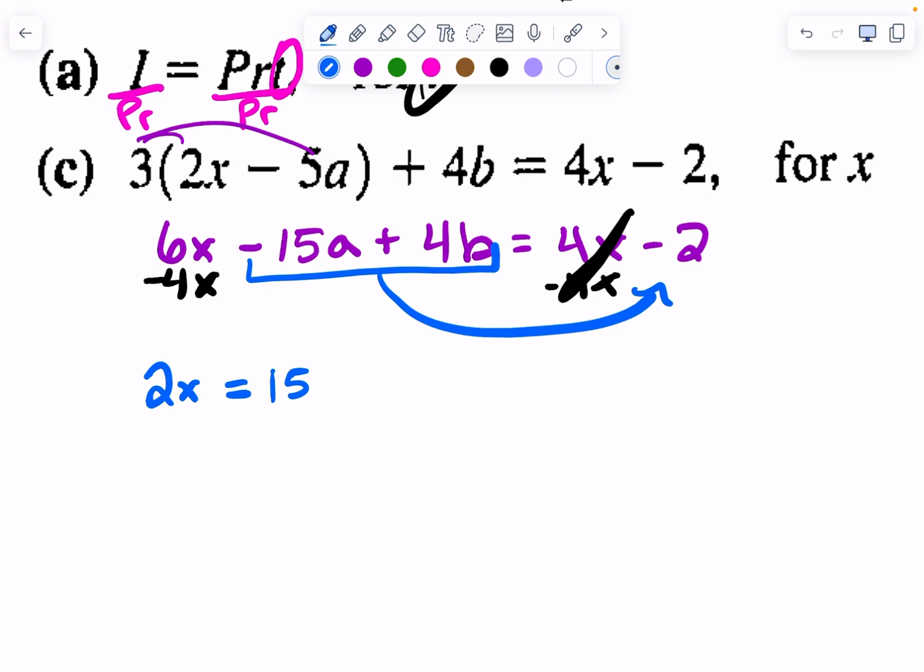15a minus 4b minus 2. I believe it, yep. Okay, then we want to solve for x. Almost. We're almost there. We're going to divide by 2.